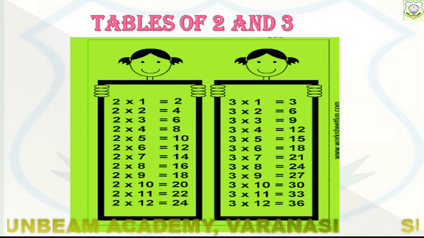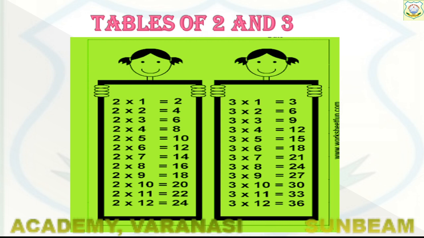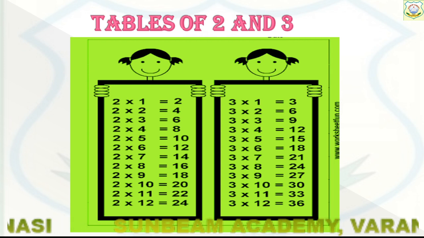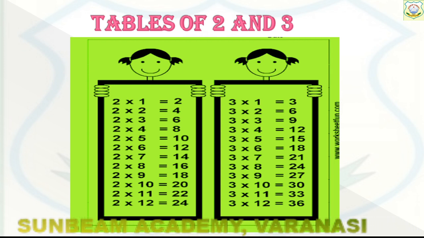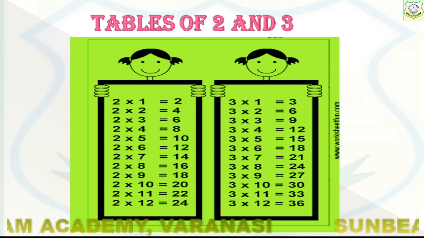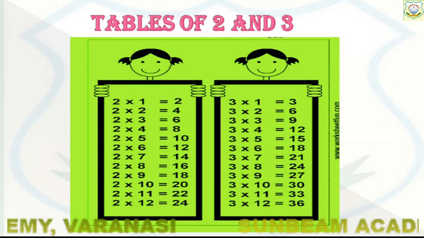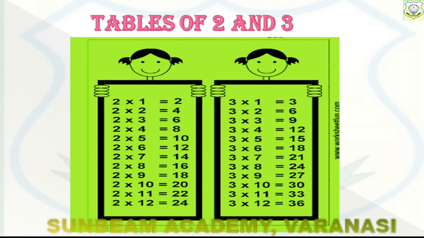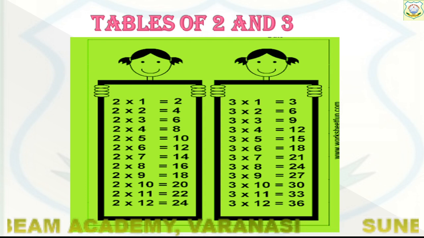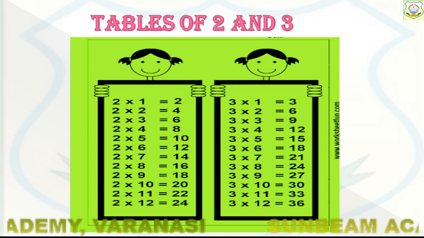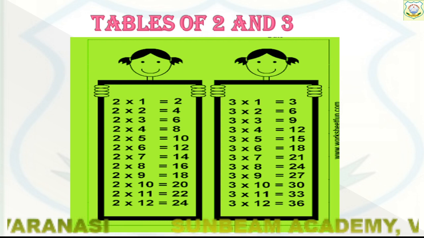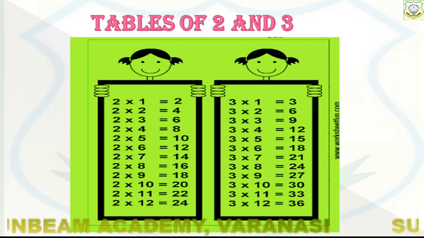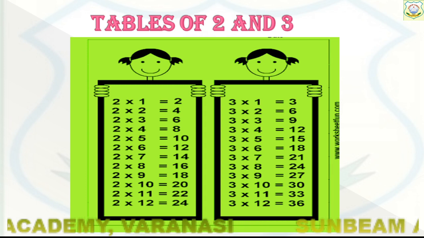Now repeat once again with me. 3 1s are 3. 3 2s are 6. 3 3s are 9. 3 4s are 12. 3 5s are 15. 3 6s are 18. 3 7s are 21. 3 8s are 24. 3 9s are 27. 3 10s are 30. So now repeat once again by your own.